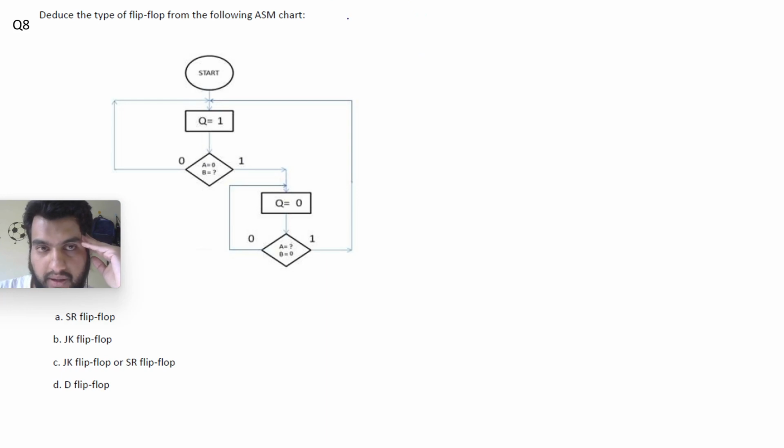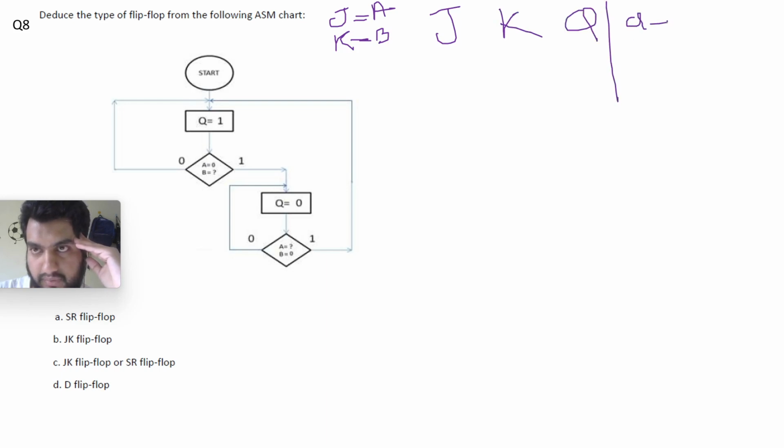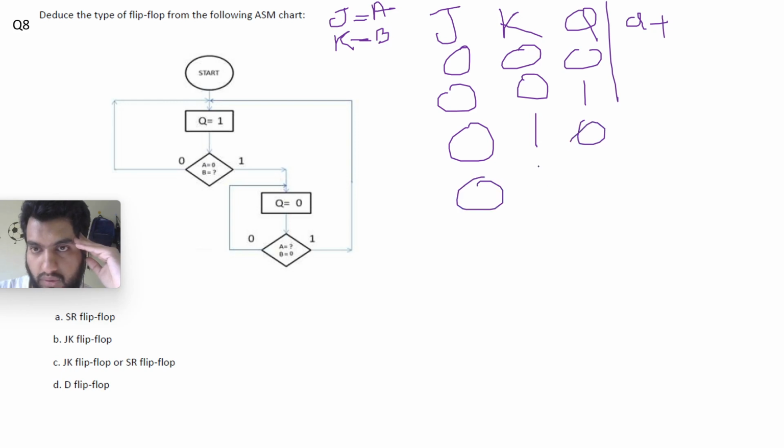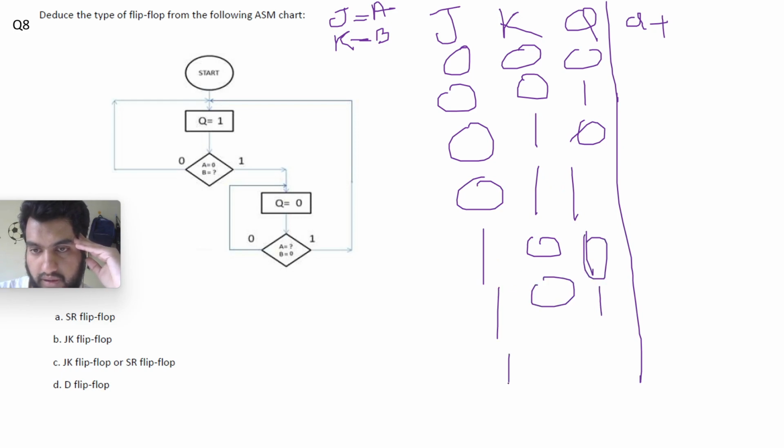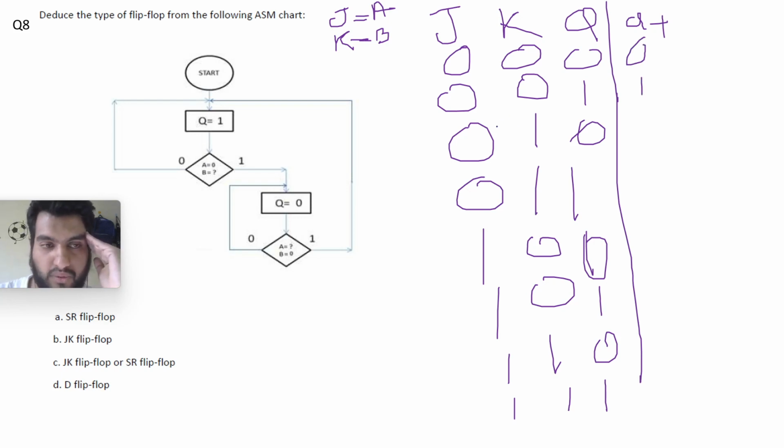So we can write here the JK flip-flop table, where J is equal to A and K is equal to B. I can write the characteristic table of JK flip-flop here. When both inputs of the JK flip-flop are 0, my Q plus is simply equal to Q. When my input to the JK flip-flop is 0 1, my output will be 0. When my input is 1 0, my output will be 1. And for 1 1, toggling will happen, that is Q plus will be equal to Q complement.